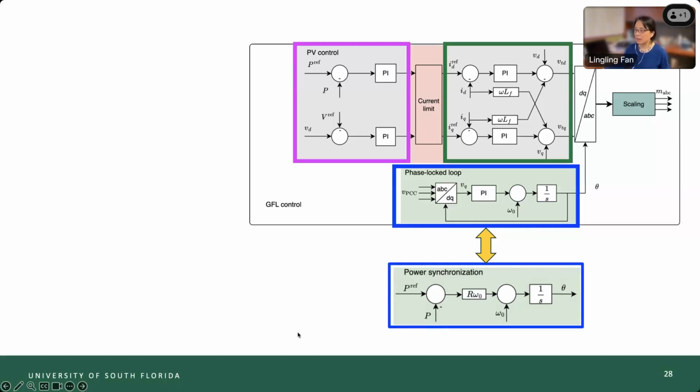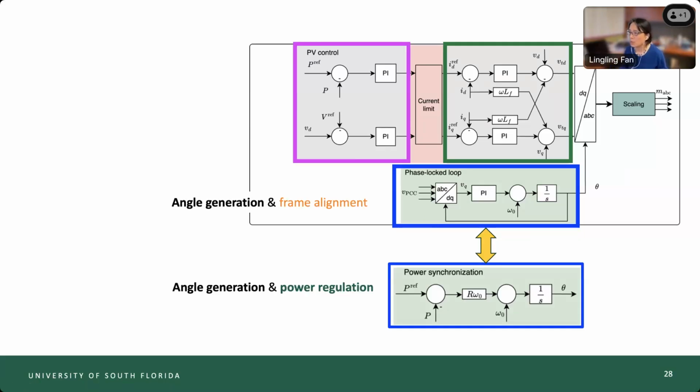But in the end, it is all having power as input to have a generated angle. So now this is replaced. Then we are going to change the outer loop, all right? So let's examine what PLL is actually doing.